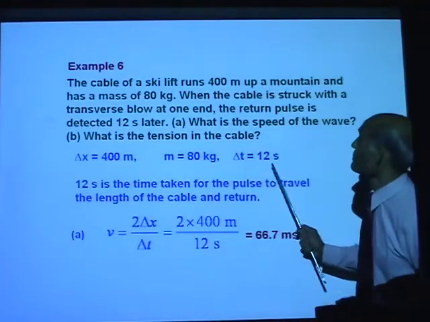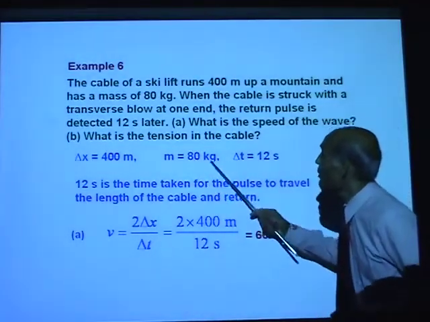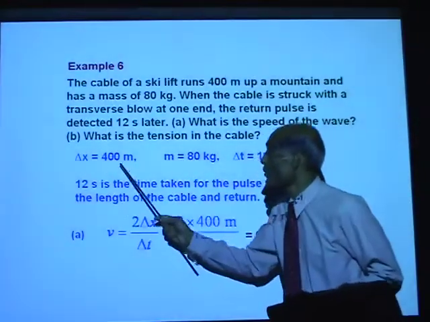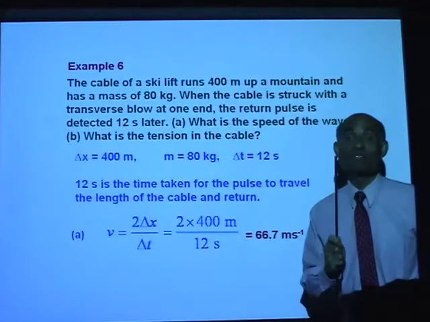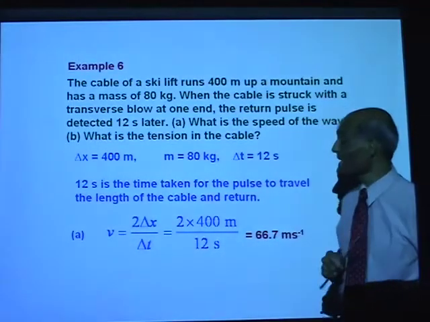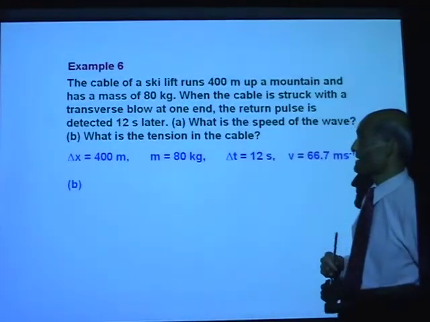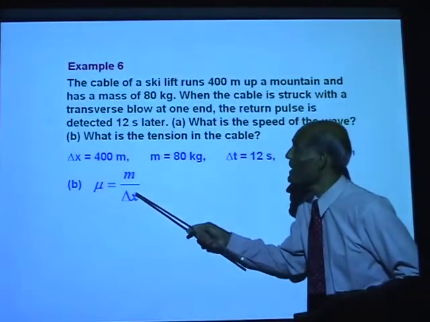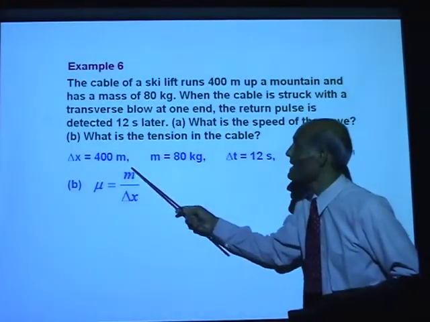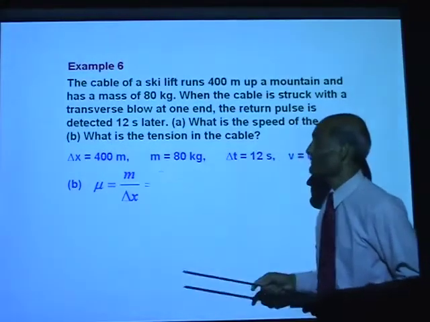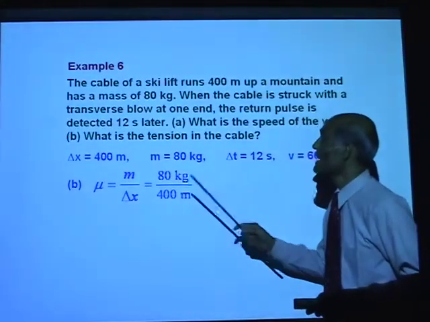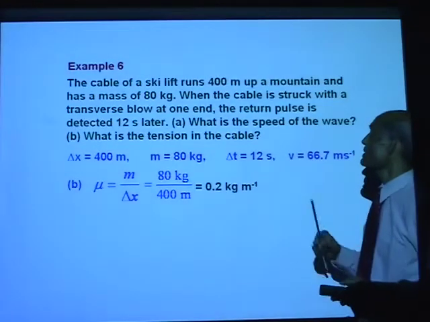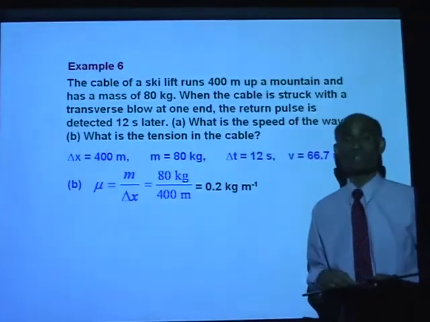Well, we know that the mass of the string is 80 kilogram. Its length is 400 meter. We can find the mass per unit length. All right, let's do that. The mass per unit length is m over delta x, mass divided by length. And that is 80 kilogram divided by 400 meter, which is 0.2 kilogram per meter.